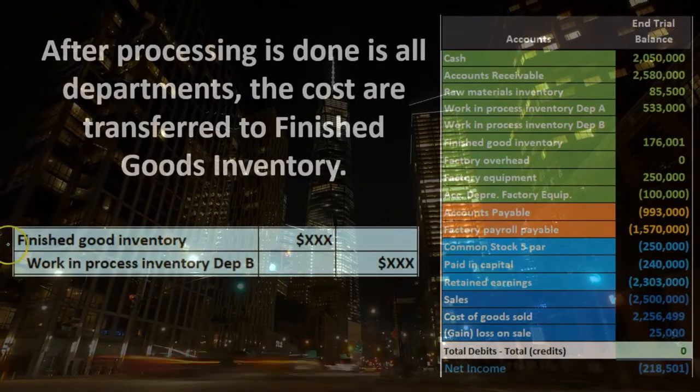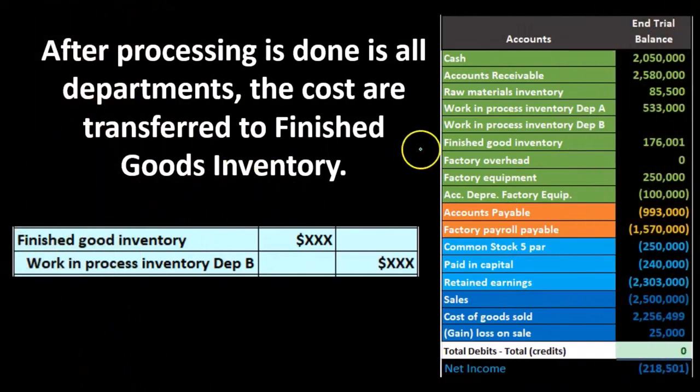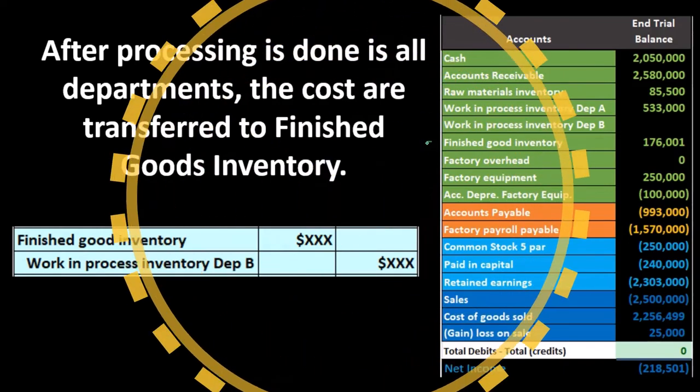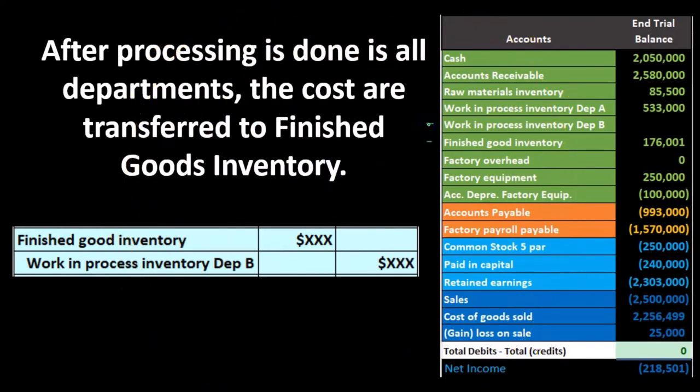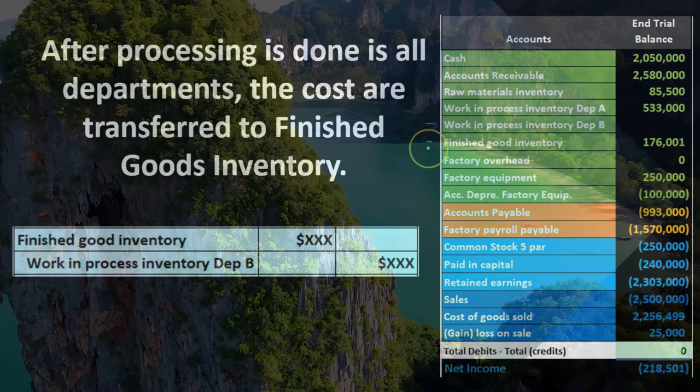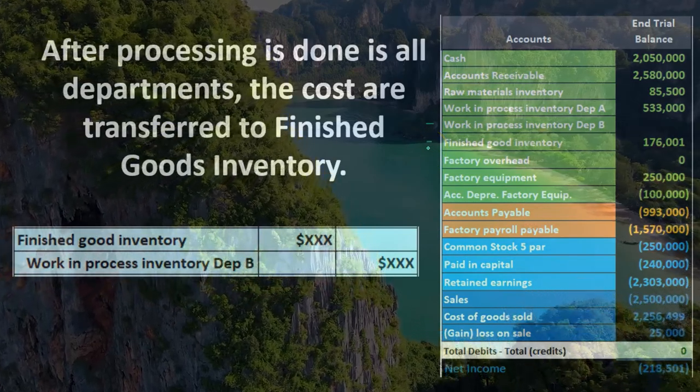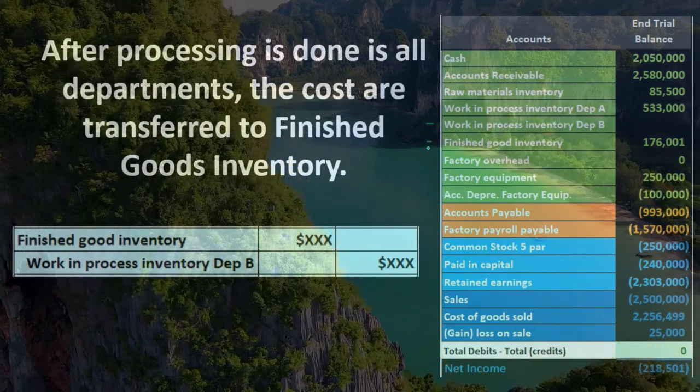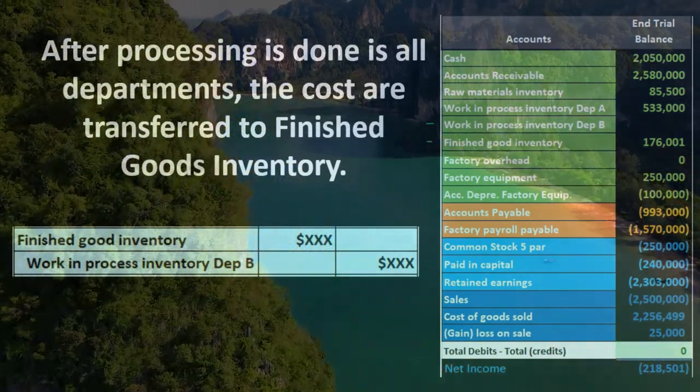The journal entry then is going to be a debit to finished goods inventory. So now we've got the debit to finished goods inventory. That's going to increase with a debit. It's going to decrease the work in process inventory account. Now it's in finished goods and we're in a similar type of situation to when we were just buying and selling inventory, because we're ready to sell the inventory.